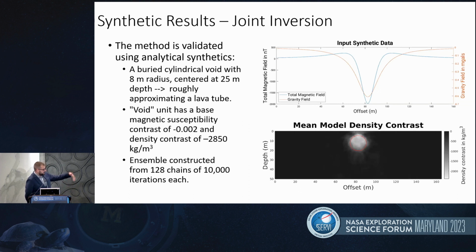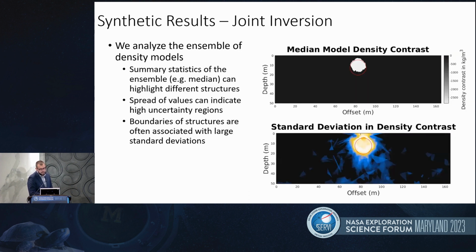And we construct this ensemble from 128 chains of 10,000 iterations apiece. And then we go ahead and analyze the ensemble of density models that we get out of this process and generate these summary statistics. So the mean, the median, etc., can be found. So this is really the punchline here.